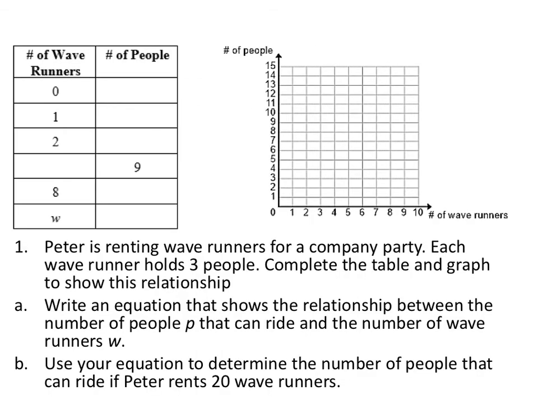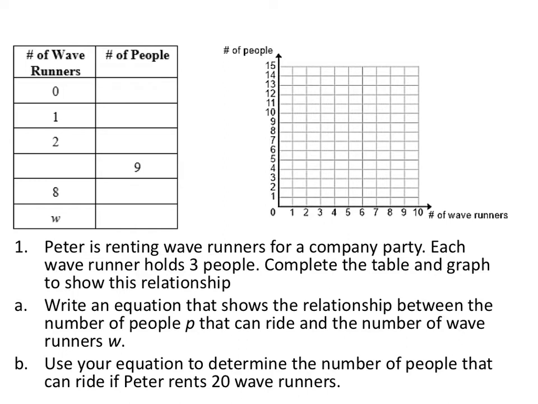Alright, that brings us to our first problem right here. Peter is renting wave runners for a company party. Each wave runner holds 3 people. Complete the table and graph to show this relationship. Write an equation that shows the relationship between the number of people P that can ride and the number of wave runners W. Then we'll use our equation to figure out how many people can ride if Peter rents 20 wave runners. And I know some of you guys can do that in your head, but we're still going to go over it, all right?